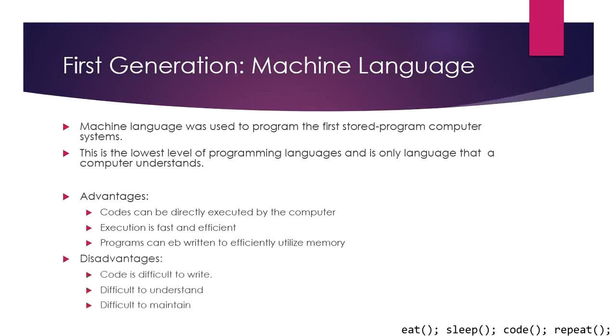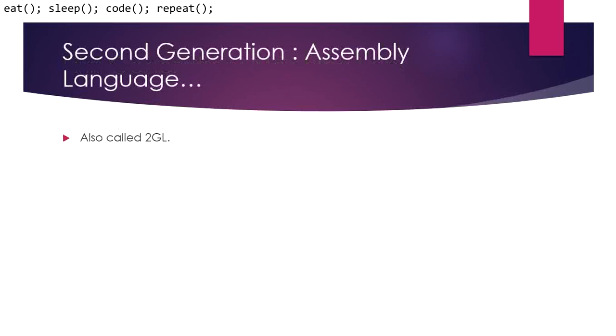Disadvantages: code is of course difficult to write with zeros and ones, difficult to understand, and difficult to maintain. Moving towards the second generation, assembly language. It is also called 2GL, that is, second generation language.